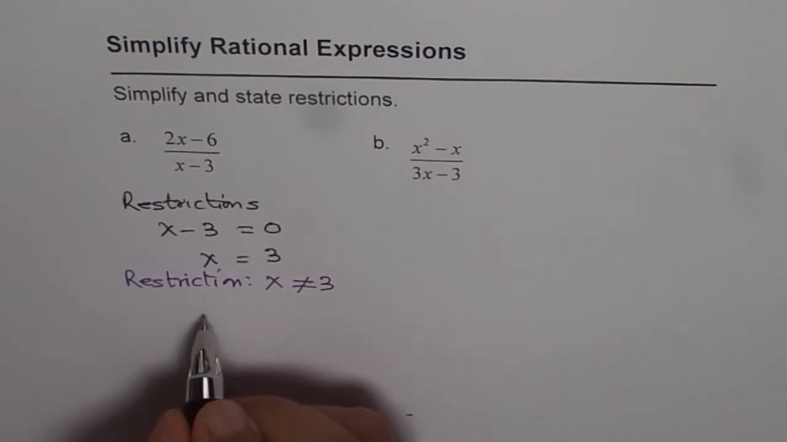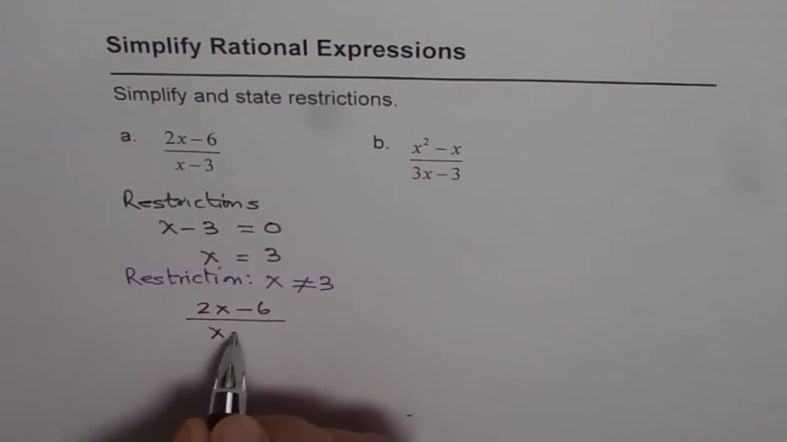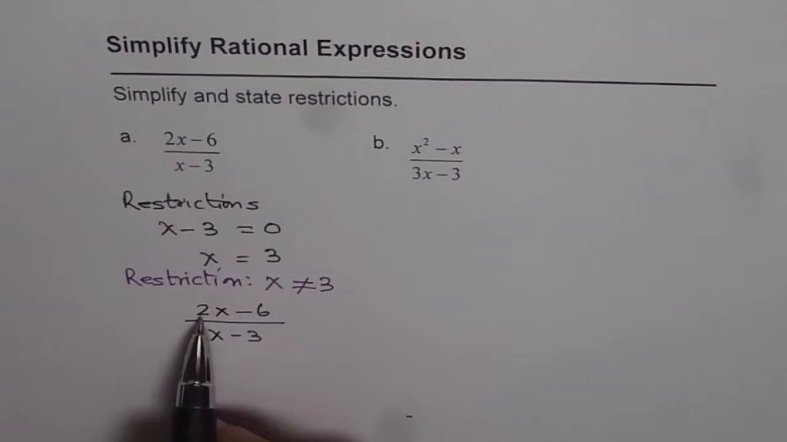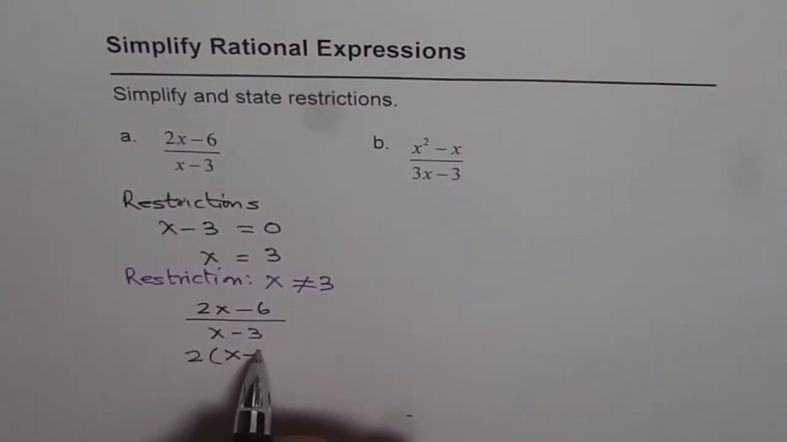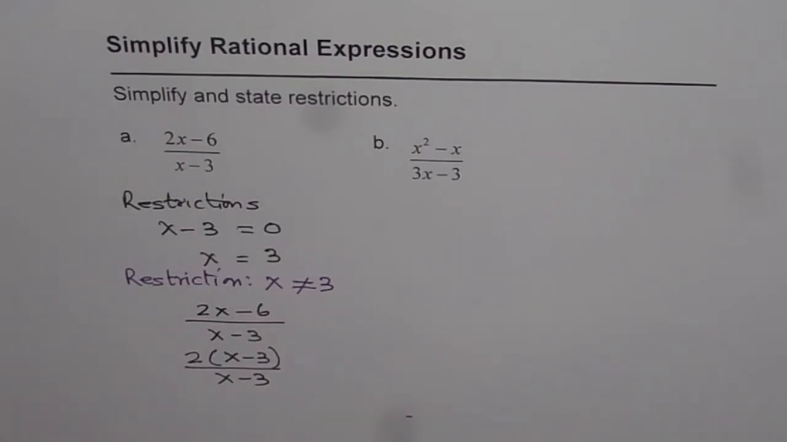So let's rewrite the expression, which is 2x minus 6 divided by x minus 3. Now the numerator can be factored and we can factor out 2, right? So if I factor out 2, what do I get? I get 2 times x minus 3, divided by x minus 3. Now here you can see that x minus 3 and x minus 3 are common factors in both numerator and denominator, so they cancel out, right? x minus 3 divided by x minus 3 is indeed 1, and so we get 2, right?